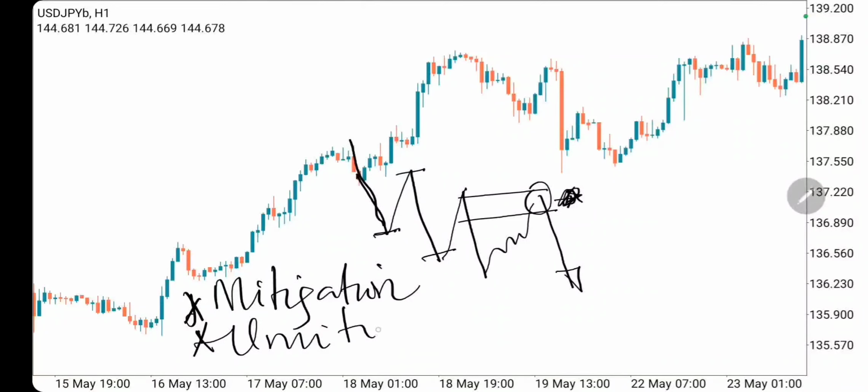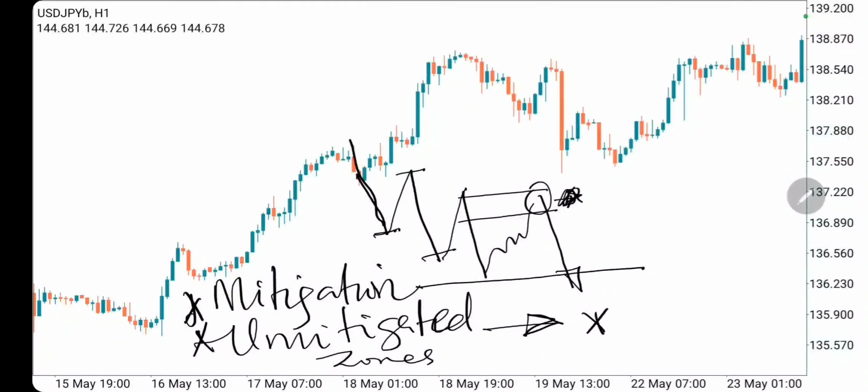and unmitigated zone. All right, so what we actually trade as demand and supply traders are unmitigated zones. We actually get into trades at unmitigated supply and demand zones. So we don't trade the mitigated zone. We look out for unmitigated zones, areas in price whereby the market has not come to test.